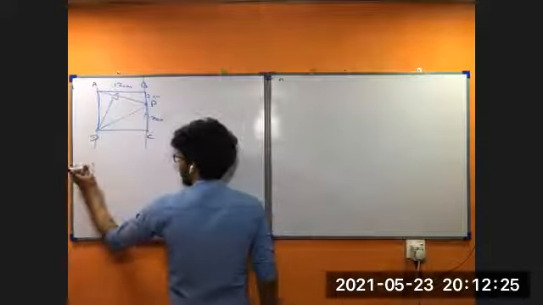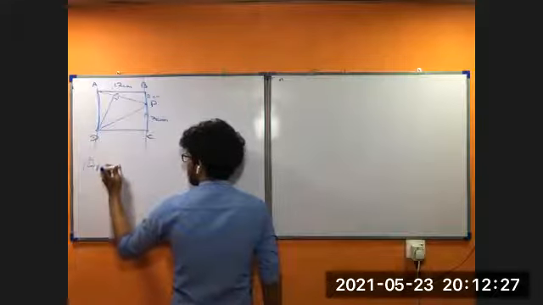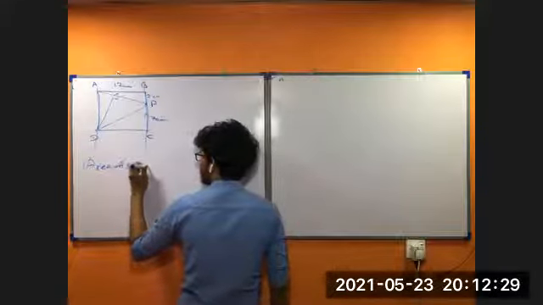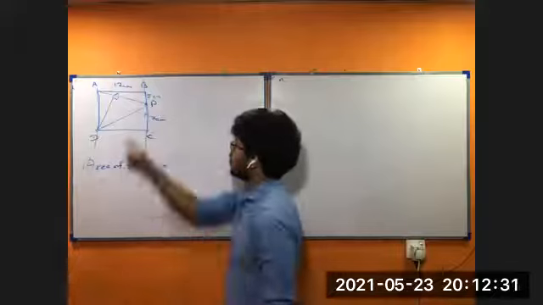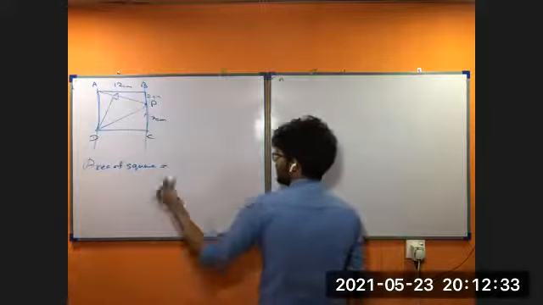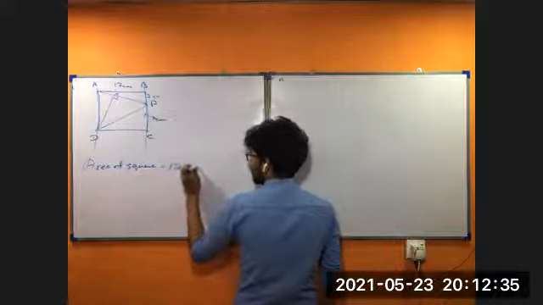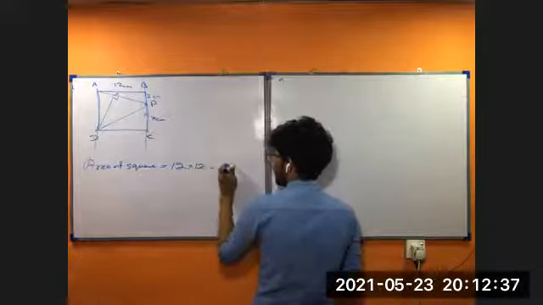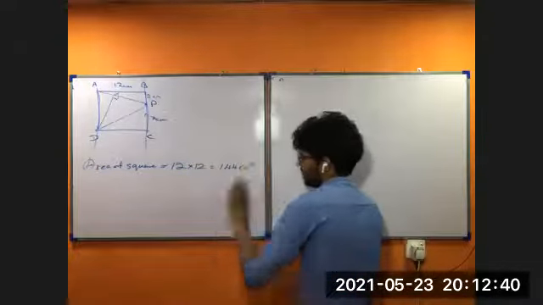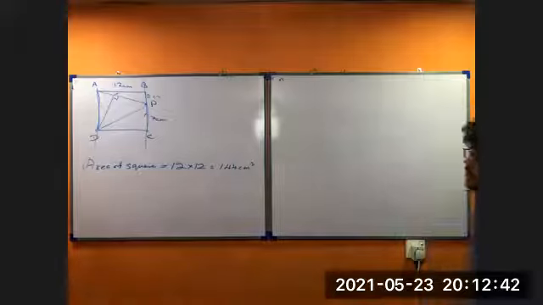So the area of the square, what is the area of the square? It is equal to 12 times 12, right? I mean, area is length into breadth, which is 12 into 12, which is 144 centimeters squared. That is the area of the square.